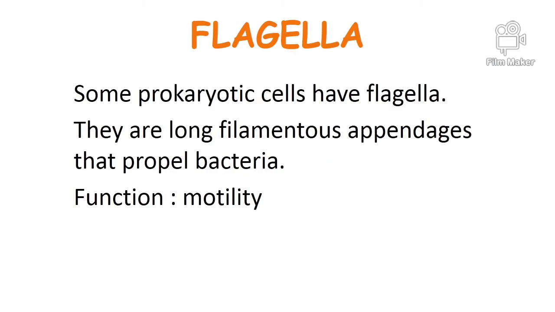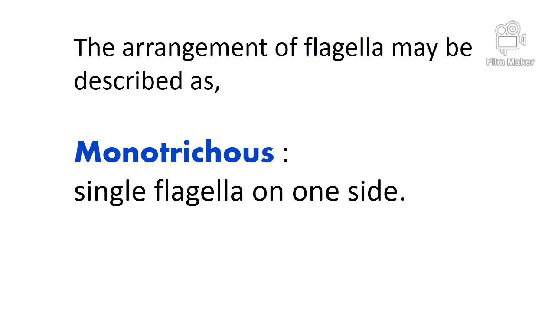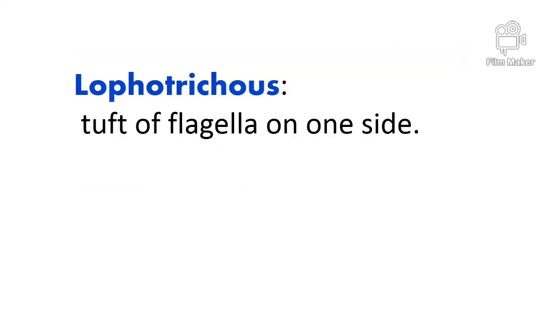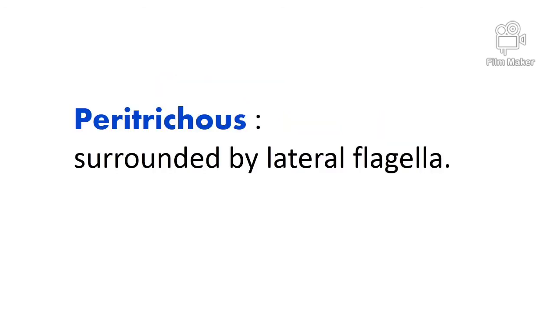Flagella. Some prokaryotic cells have flagella. They are long filamentous appendages that propel bacteria. The function of flagella is motility. For MCQ, bacteria that lack flagella are referred to as atrichous. The arrangement of flagella may be described as monotrichous, a single flagellum on one side; lophotrichous, a tuft of flagella on one side; amphitrichous, single or tuft on both sides; and peritrichous, surrounded by lateral flagella.